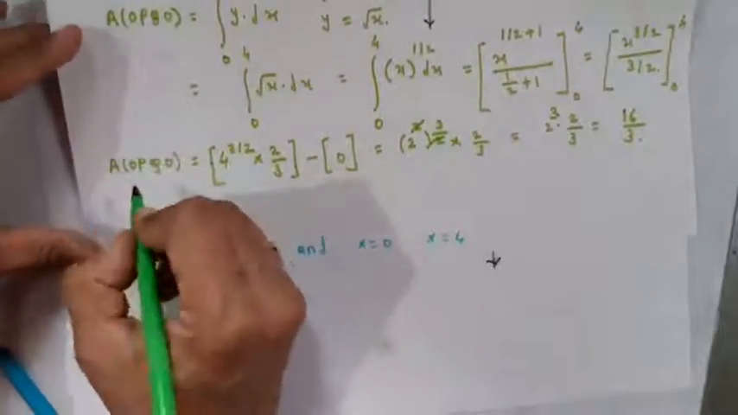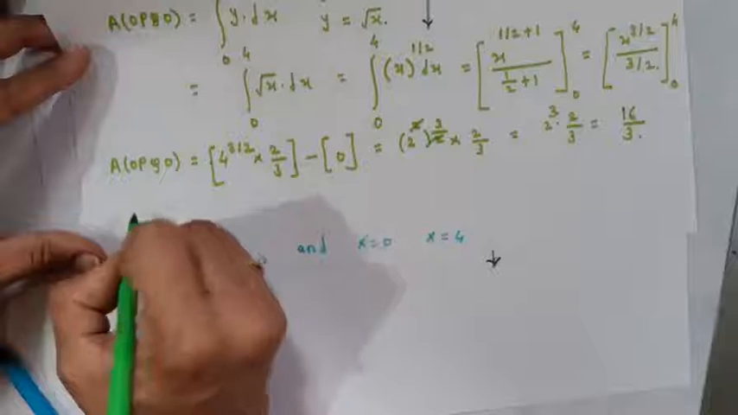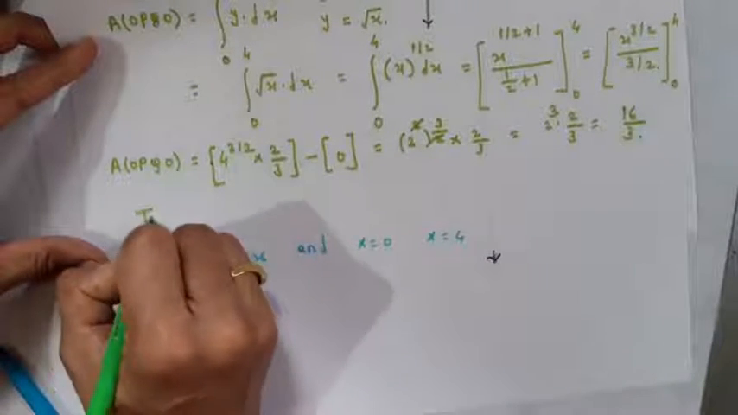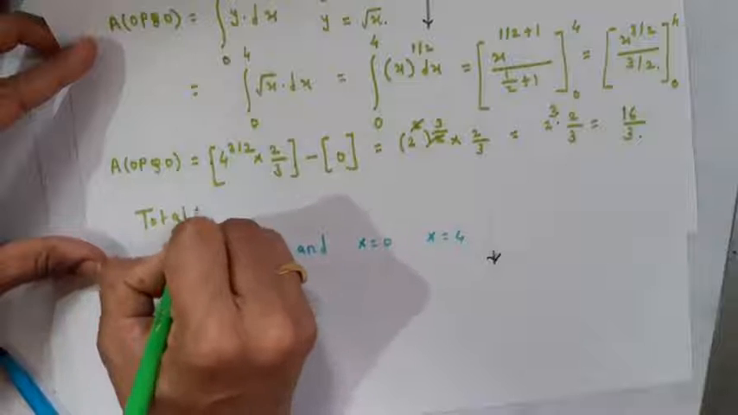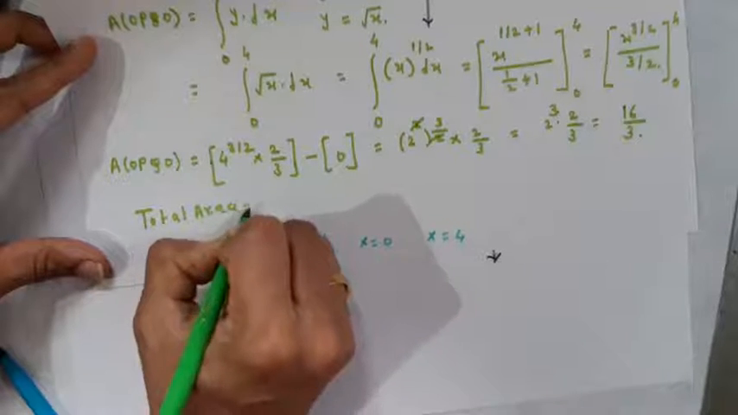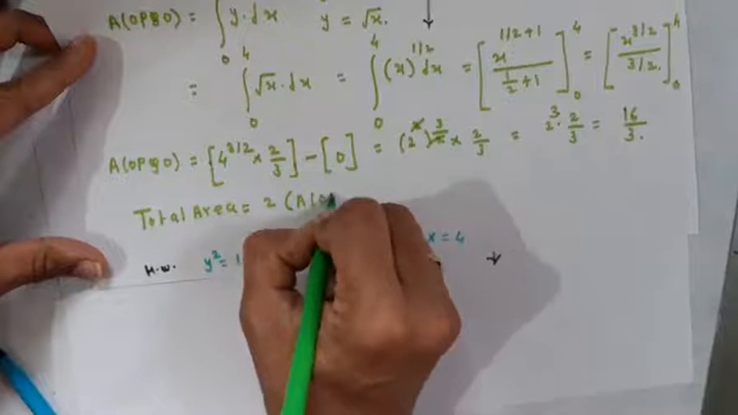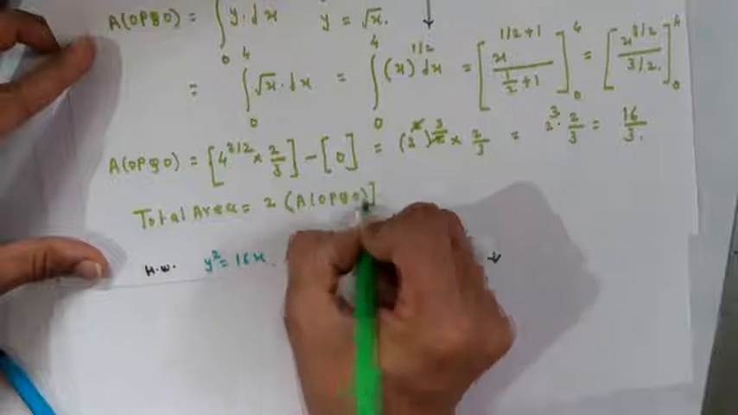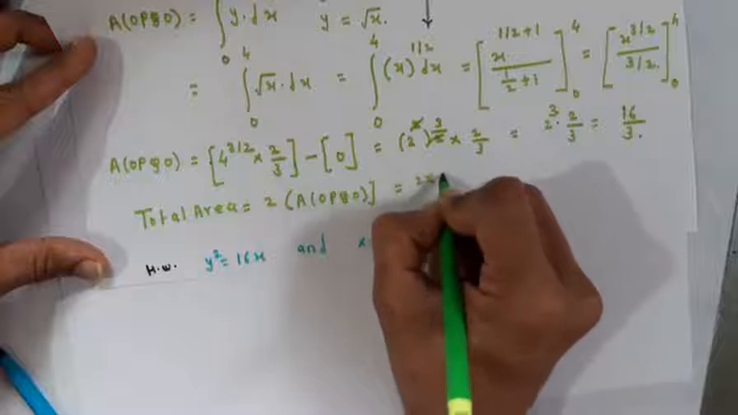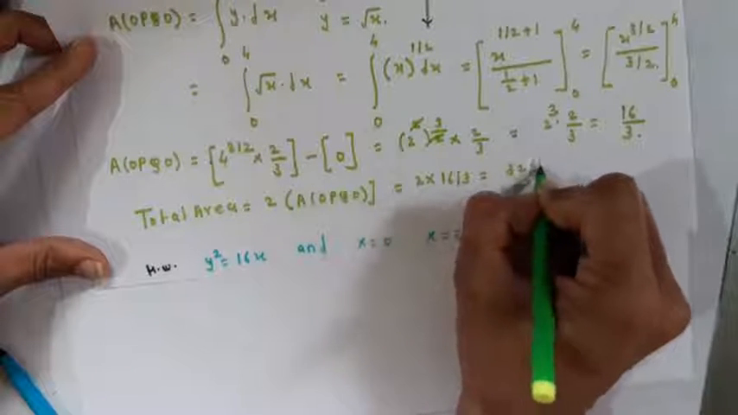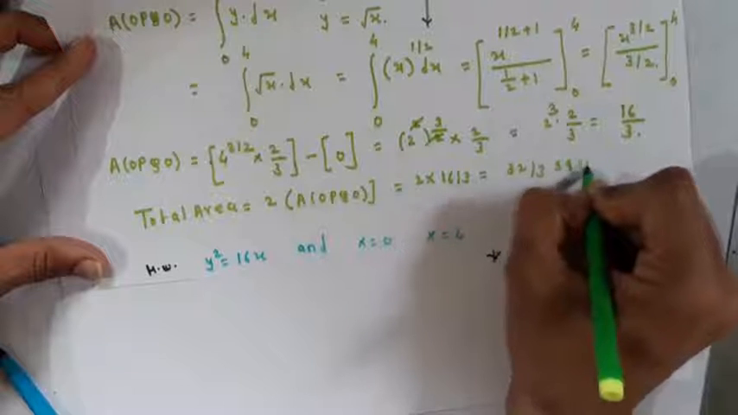So here the area OPQO is 16 by 3 square units, and the total area is equal to 2 times the area OPQO, and this is equal to 2 into 16 by 3, and this is 32 by 3 square units.